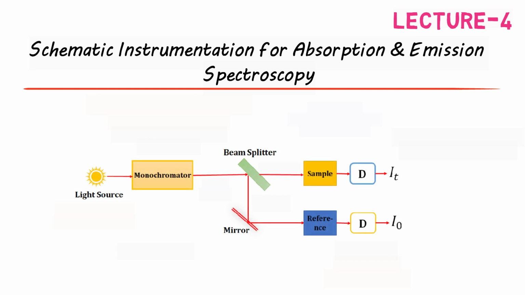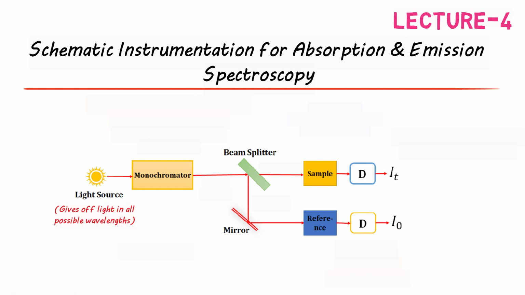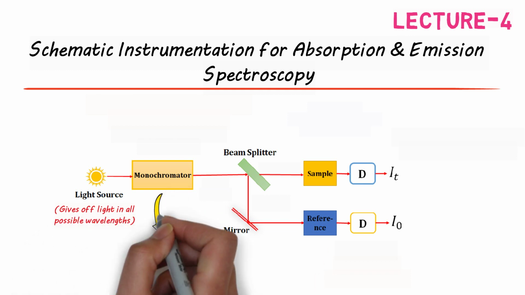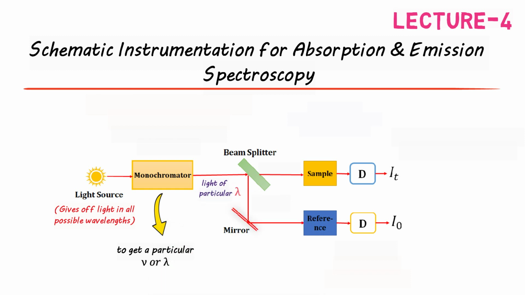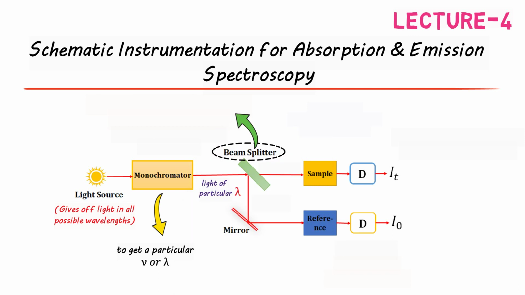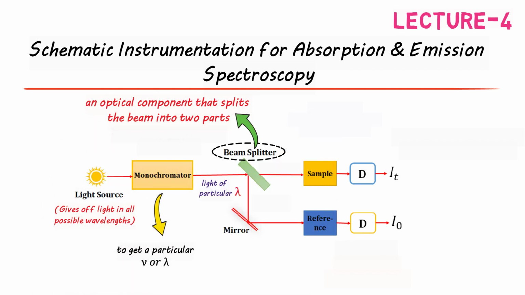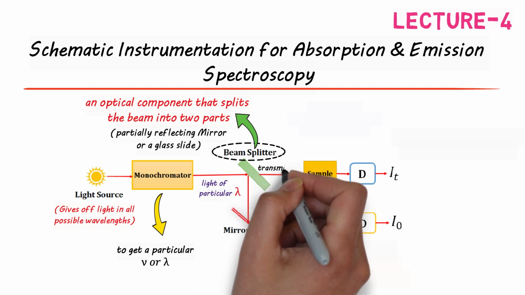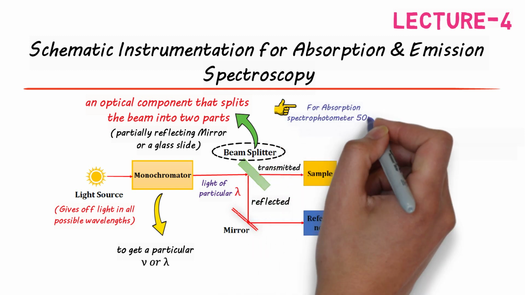Here we have a light source that gives off light in all possible wavelengths. This light is then passed through a monochromator to get a particular wavelength or frequency of that light. That particular frequency or wavelength of light is then passed through a beam splitter. This beam splitter is an optical component that splits the beam into two parts. One part is transmitted through the sample while the other part is reflected. For absorption spectroscopy, a 50-50 beam splitter is used.